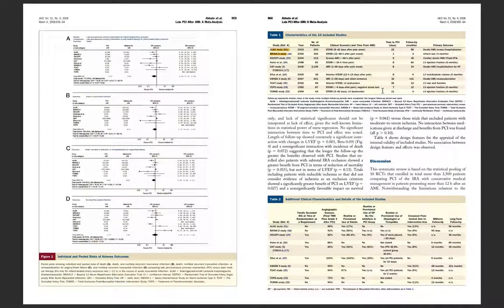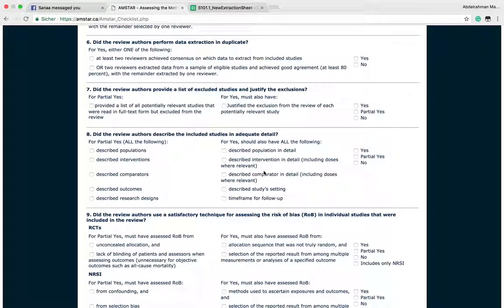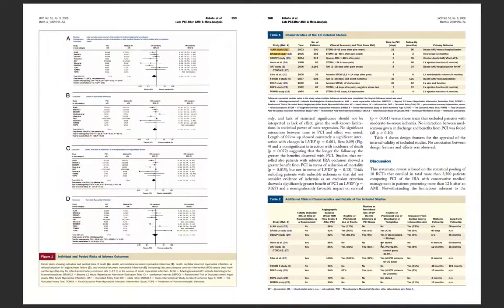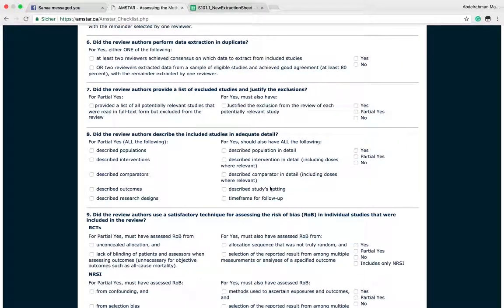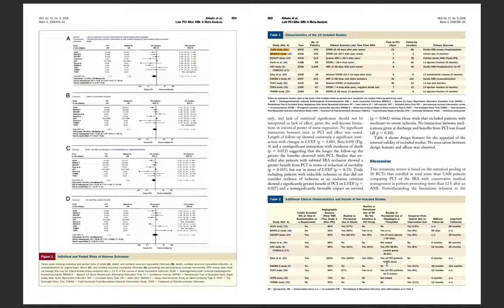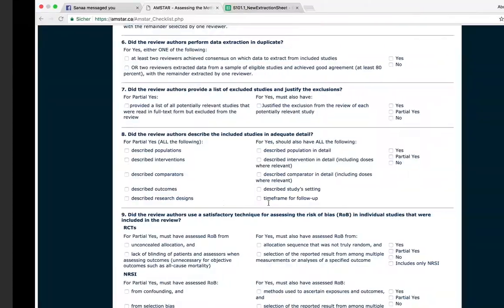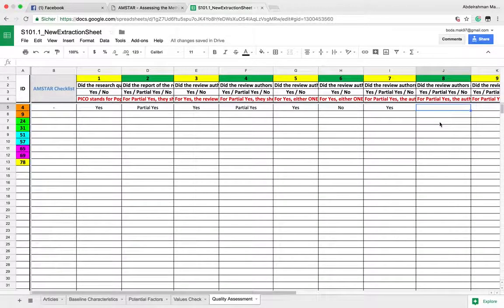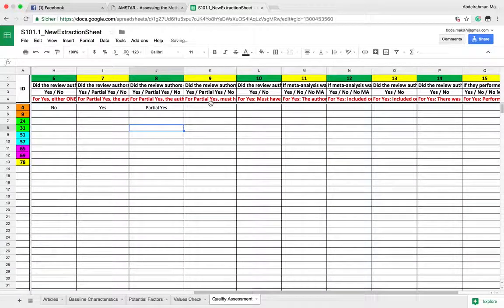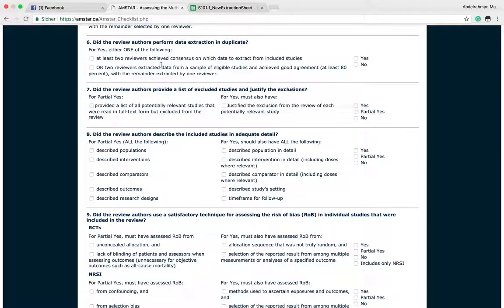The time frame for the follow-up, yes. They said it, I think. Follow-up, yeah, midterm follow-up. Study setting, no. The comparator in detail, no. Not really. So, I'll say partially yes. Of course, I may have made a mistake, but you just have to check on me.